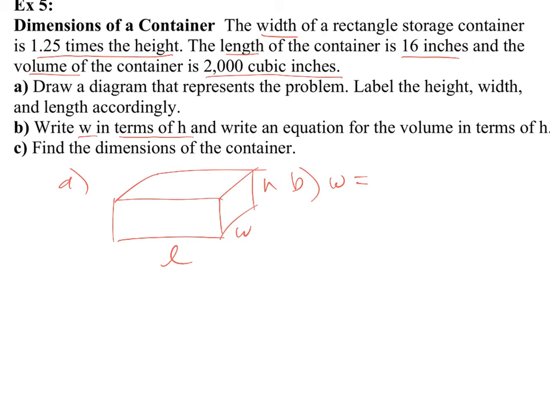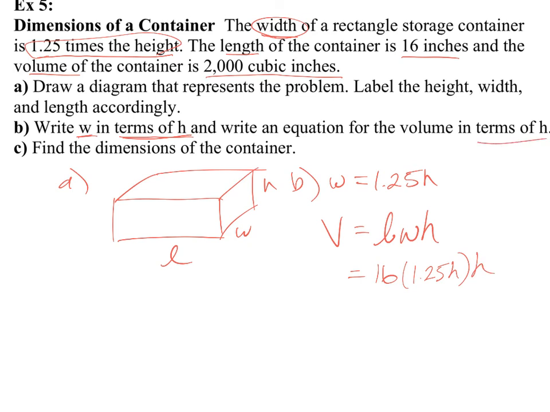Well, they tell you that the width is 1.25 times the height. So W is equal to 1.25 times H. Okay, that's writing the width in terms of H. All right, the expression contains H. And then they say the volume in terms of H. All right, volume equals length times width times height. Okay, and they tell me that the length is 16. I know that the width is 1.25 H, and then I have H once again.